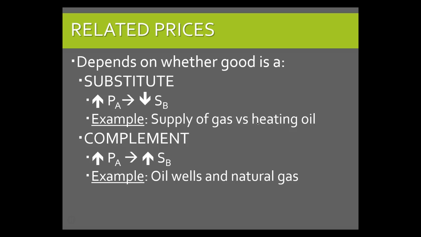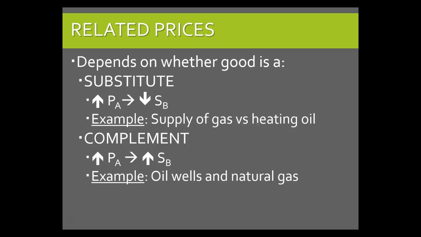Related prices, just like with demand, some goods are substitutes and some are complements. So you can either heat your house with gas or you can heat it with heating oil. If the price of natural gas were to rise, then that would indicate that companies would want to put more effort and resources into providing natural gas and fewer resources to putting in heating oil. So the supply of heating oil would reduce as companies focus more on gas exploration and providing natural gas to its consumers.